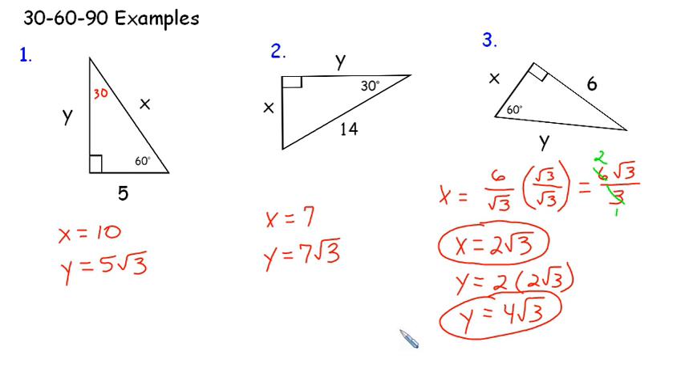Now, if you have any trouble with these, I often encourage my students to go back in and label the side lengths. Label this. This is the short leg, this is the long leg, this is the hypotenuse. Same thing on these. On number 2, x is the short leg, y is the long leg, 14 is the hypotenuse. And on number 3, x is the short leg, 6 is the long leg, y is the hypotenuse.